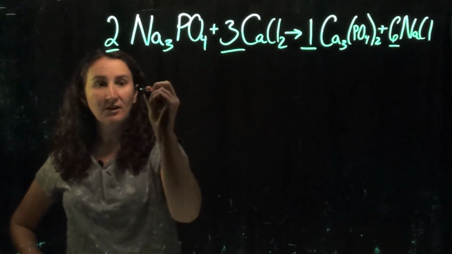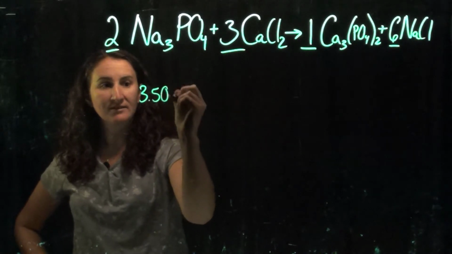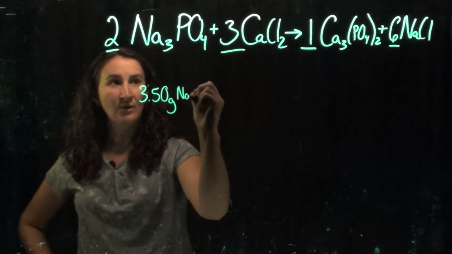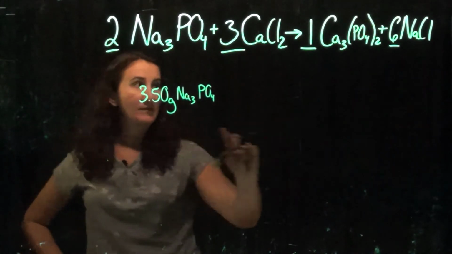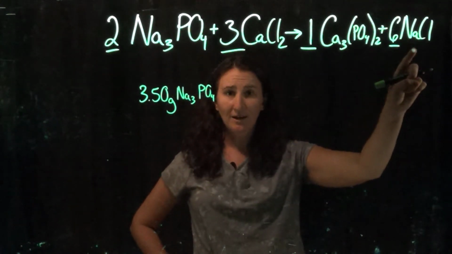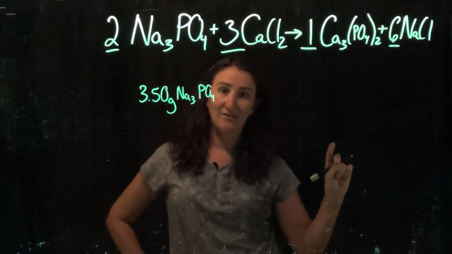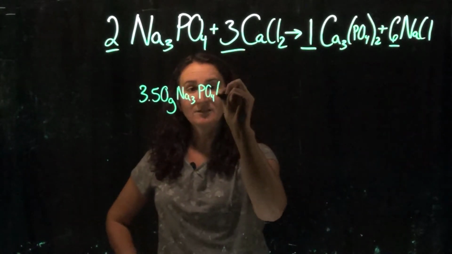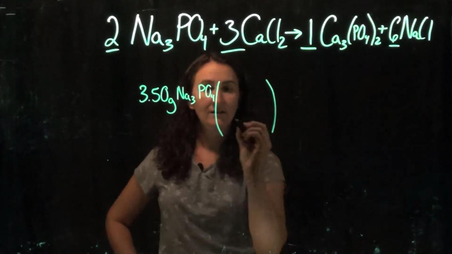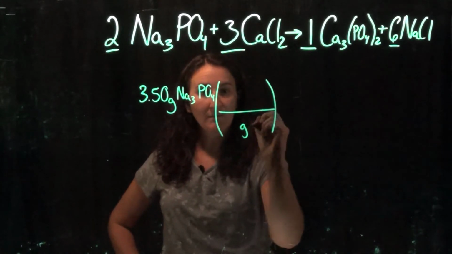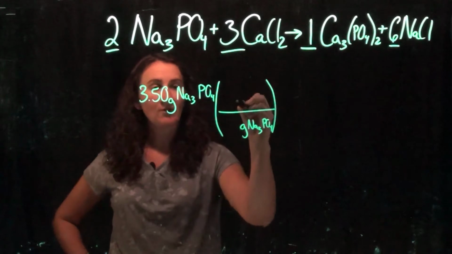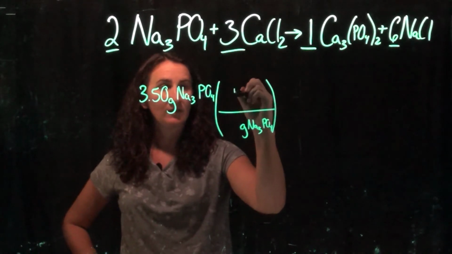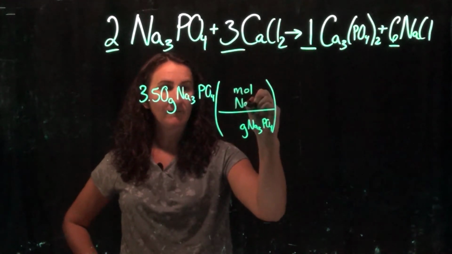So to do that, let's start out with 3.50 grams of sodium phosphate. If I want to get from grams all the way over here to grams, I need to go through our fun unit of moles. So in order to do that, let's just let our units be the guide. If we've got grams of sodium phosphate, how we get there is we want to go from grams to moles of sodium phosphate.